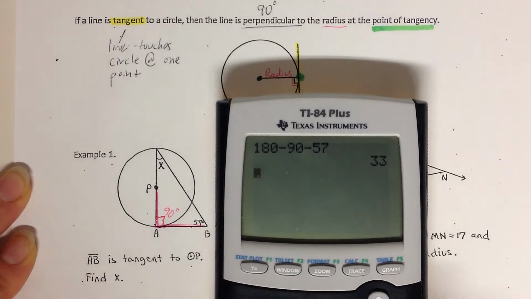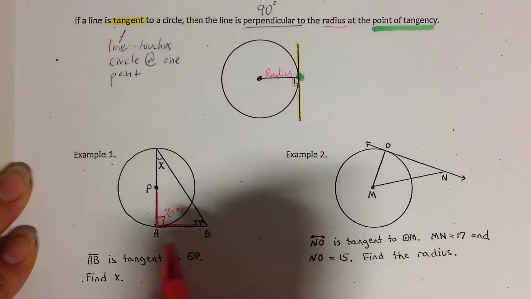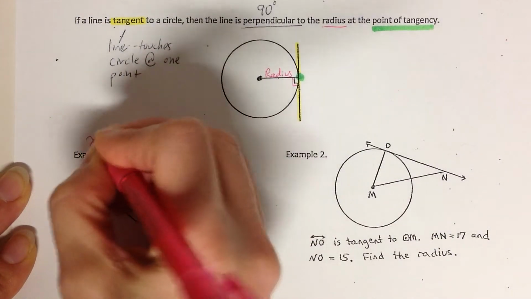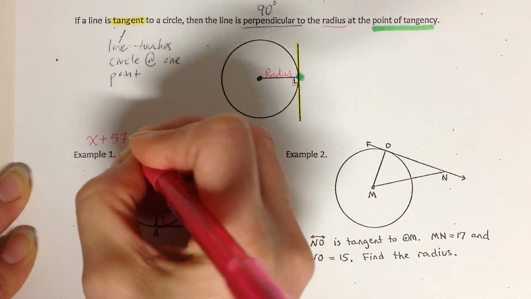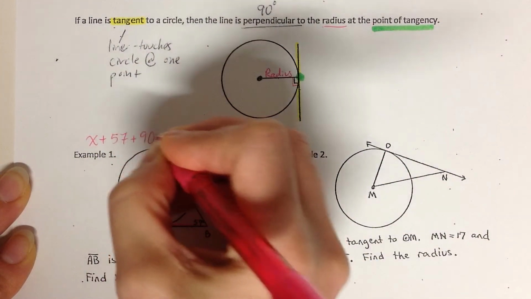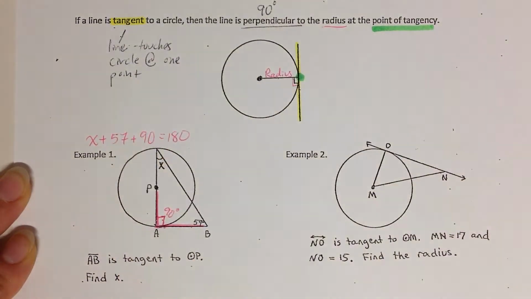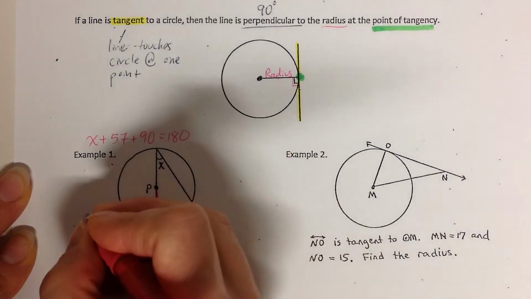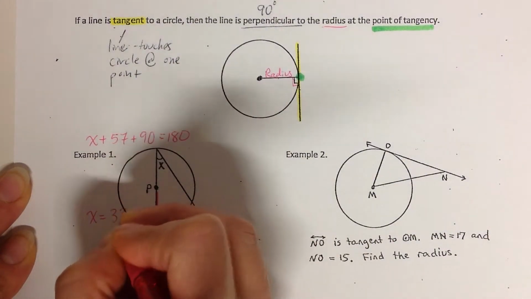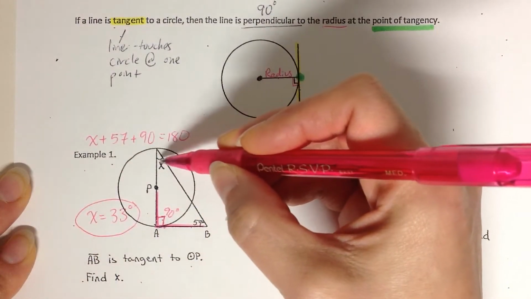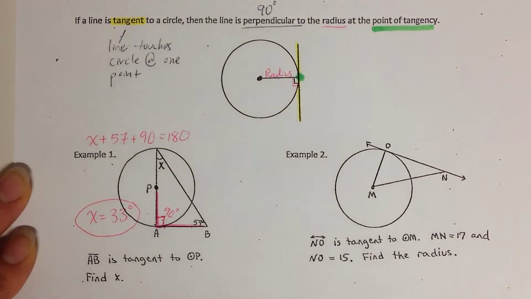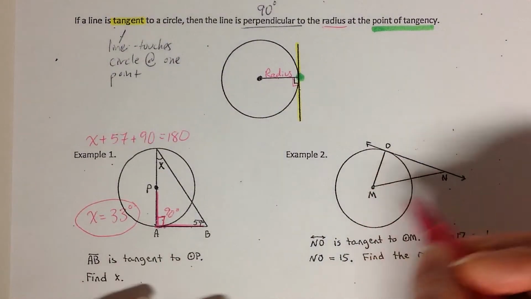If you're the type of student that really likes to use an equation, you could have written an equation out here. You could have said my unknown angle plus 57 plus 90 equals 180, and you could have done your algebra. Alright, so x is going to equal 33 degrees. And I look at my picture, should always be my last step. Does it make sense? Yeah, that's an acute angle. Okay, so here's another one.